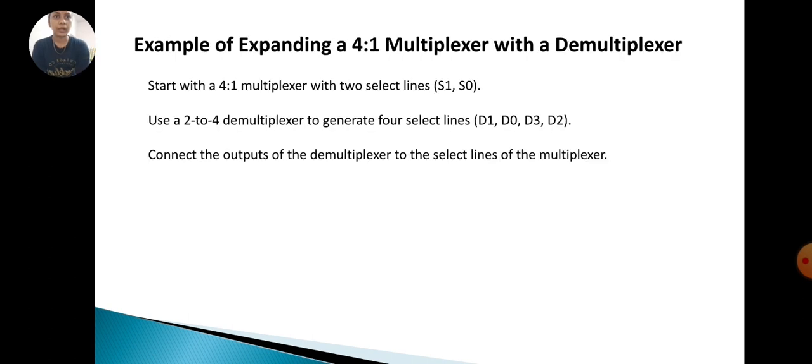Example of expanding a 4:1 multiplexer with a demultiplexer. Start with a 4:1 multiplexer with two select lines S1 and S0. Use a 2-to-4 demultiplexer to generate four select lines D1, D0 and D3, D2. Connect the outputs of the demultiplexer to the select lines of the multiplexer.